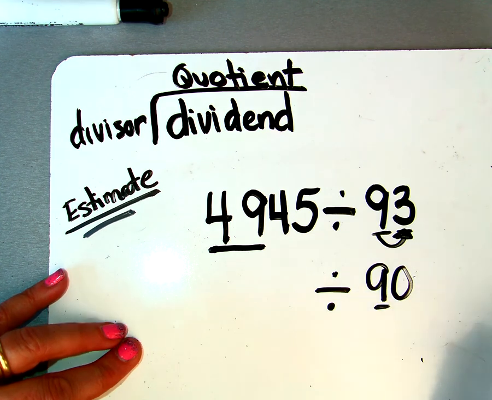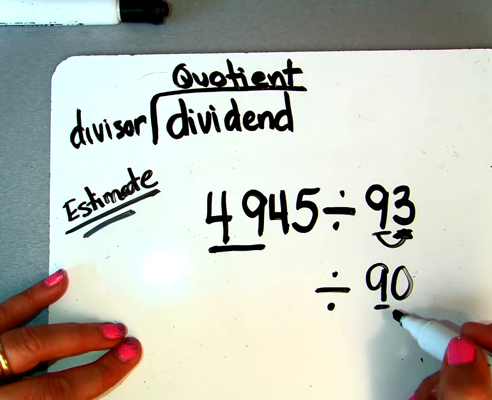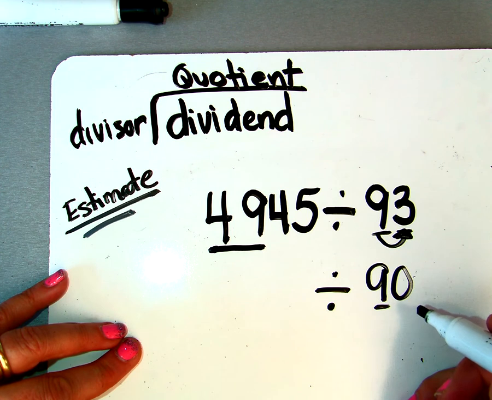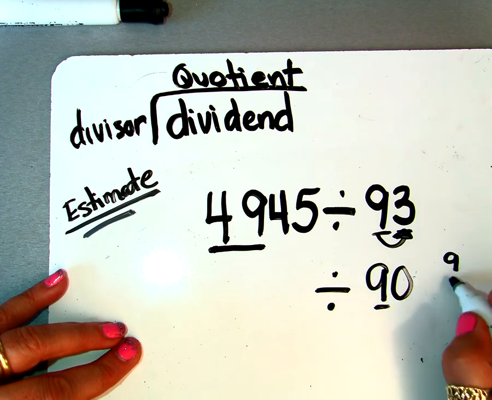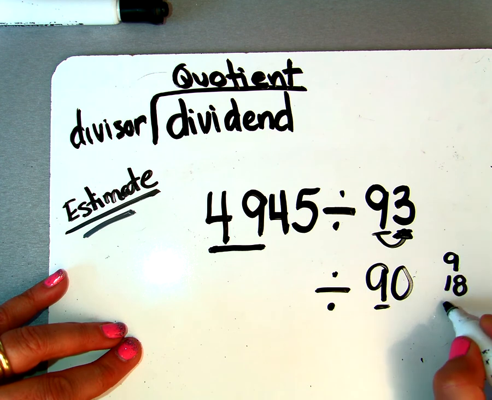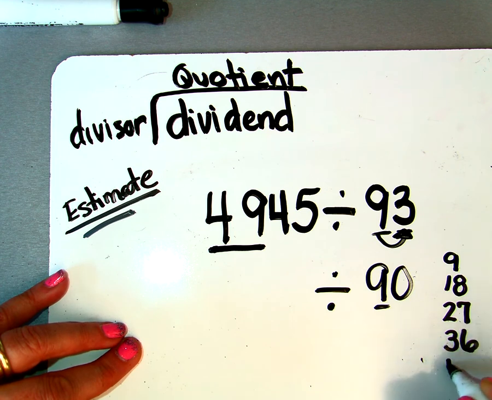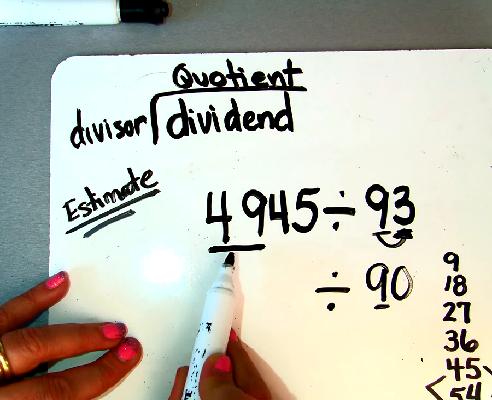What's compatible? Well, who's related to 9? This is where the multiples come in. What are the multiples of 9? Multiples of 9 basically is meaning you're counting by 9. 9 times 1 is 9. 9 times 2, 18. 9 times 3, 27. 9 times 4, 36. 9 times 5, 45. And 9 times 6 is 54. Right now, I have a 45 and a 54, which are right in between 49.